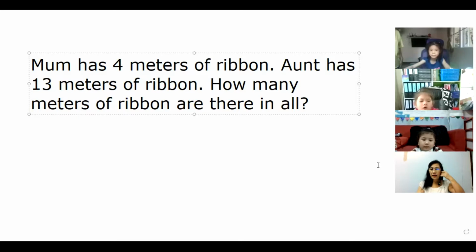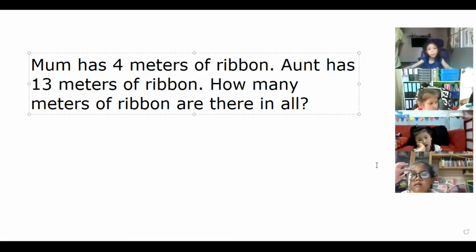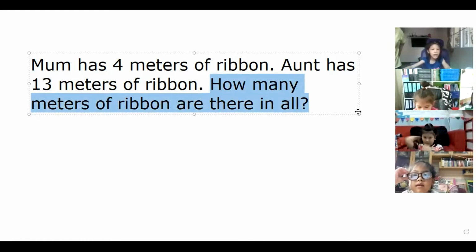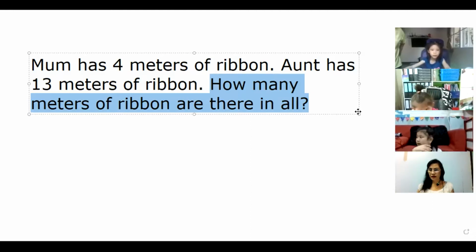I am calling Yanin. Okay, Yanin, what is being asked in the problem? You had to read what is being asked. You had to read what is the problem. This is what you are going to read, Yanin. Okay, that is what is being asked. How many meters of ribbon are there in all? In all. Okay.